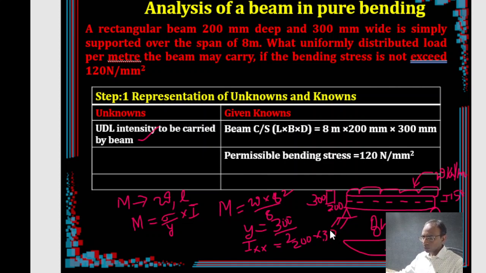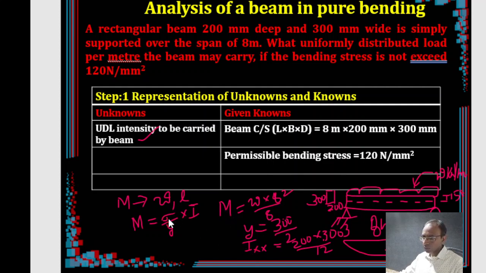Here, one small piece of information: to reduce the calculation, one can substitute in centimeters and reconvert into mm, in order to reduce the computational effort. So simply you can write 20 into 30 cube by 12 and you get some value in centimeter power 4, later on convert into 10 to the power 4 mm power 4. Similarly here 30 by 2 becomes 15 centimeters, equal to 150 mm. Anyway, now you are done with all the terms required.